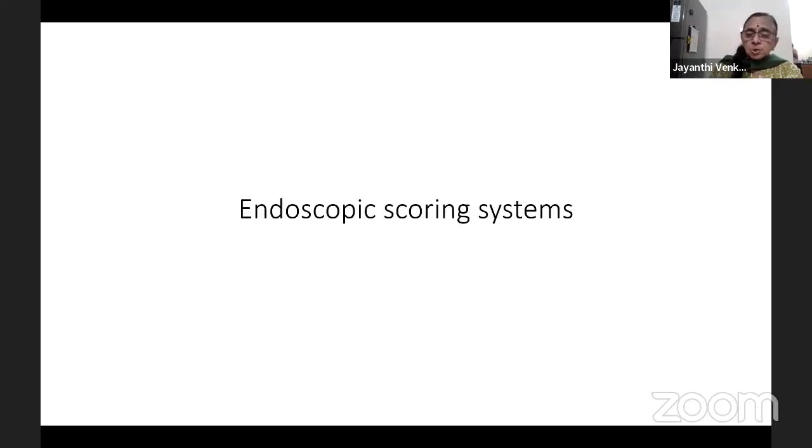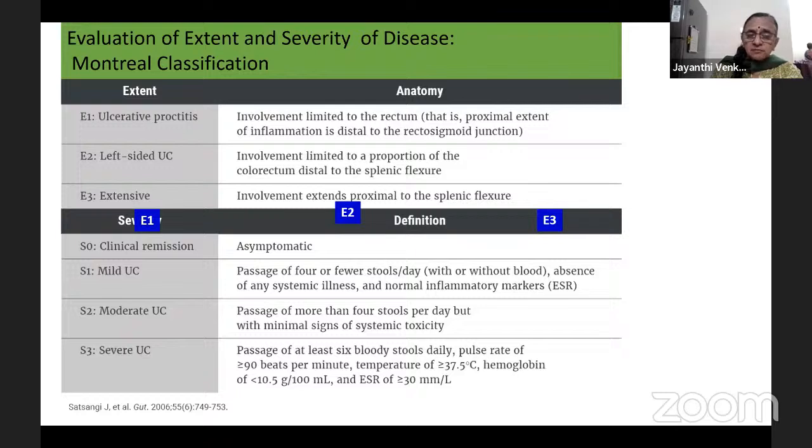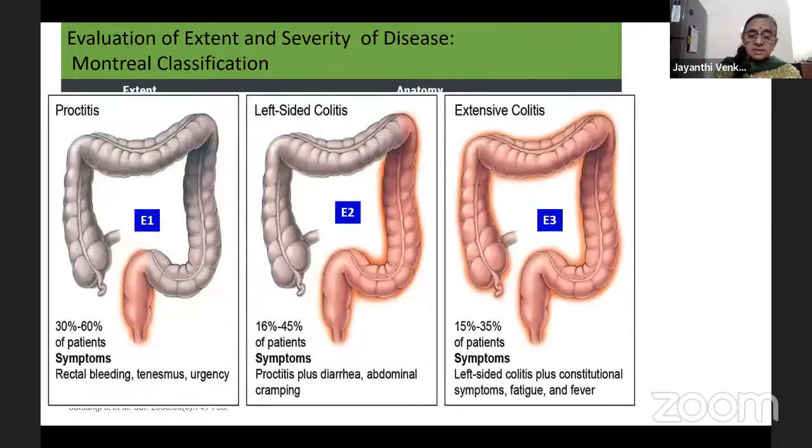Coming to the last bit, the endoscopic scoring systems, we've already discussed this. The E1 is rectum involvement, E2 is left-sided, E3 is extensive. And for the severity, we have patients who have no symptoms, those with mild ulcerative colitis, who pass motion 4 to 6 times per day or less than that. Moderate are those who pass more than 4 times with minimal systemic toxicity. And severe ones are the ones who have florid systemic symptoms such as fever, low hemoglobin, and raised ESR.